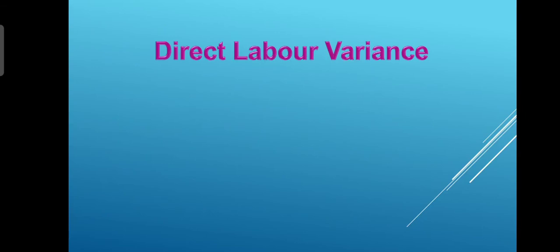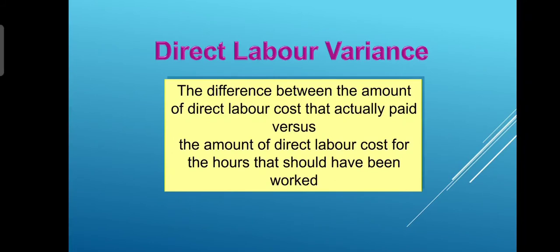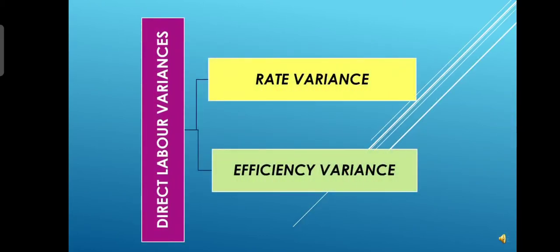Now we will focus on direct labor variance, which is the difference between the amount of direct labor cost that actually paid versus the amount of direct labor cost for the hours that should have been worked. The first one is the actual direct labor cost and the second one is the standard direct labor cost. There are two direct labor variances, rate variance and efficiency variance.